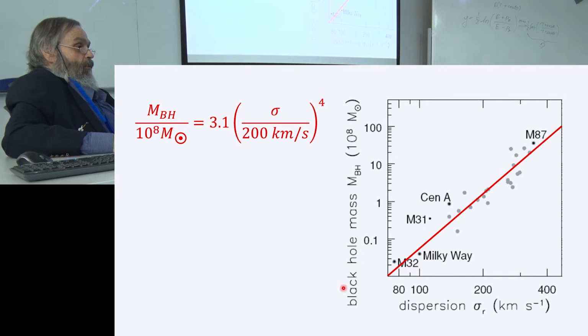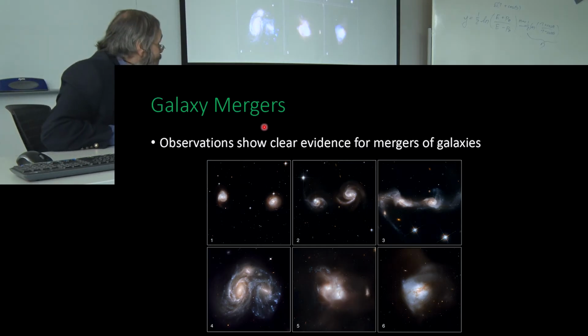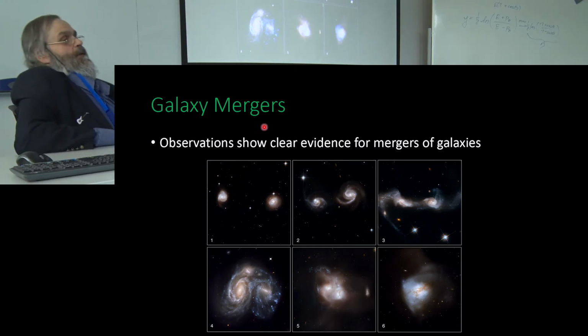And this is an example showing you that relation and all the different black hole masses as a function of the velocity dispersion. So that's where this formula comes from. And we'll come back to that when we discuss active galaxies in lecture 30-something.